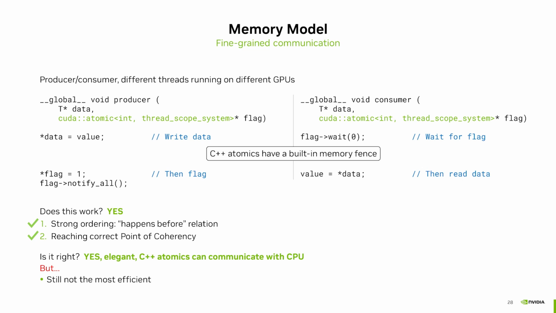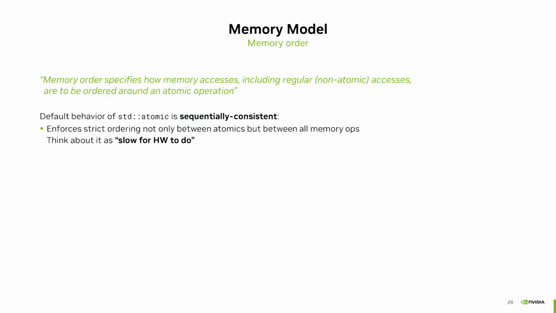So we can finally utilize a CUDA atomic, which is an extension of the std atomic. It makes this code elegant C++ and solves the CPU communication problem. Note that explicit memory fences are gone because by default std and CUDA atomics have a built-in memory fence. However, this code can still be made more performant. And the reason for that is that the default memory ordering of std atomics is sequentially consistent, which is essentially a very strong ordering, and because of that, very expensive.